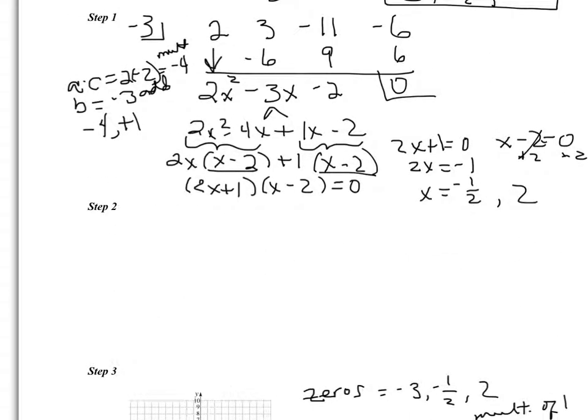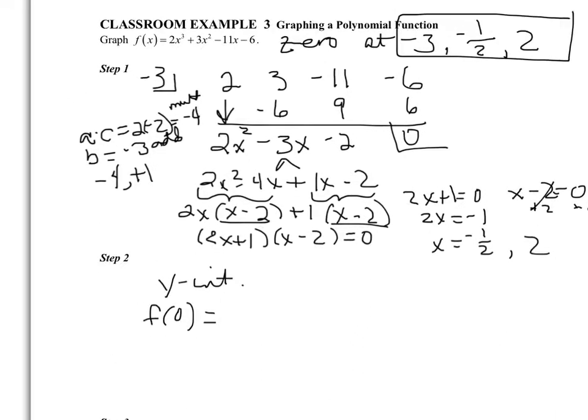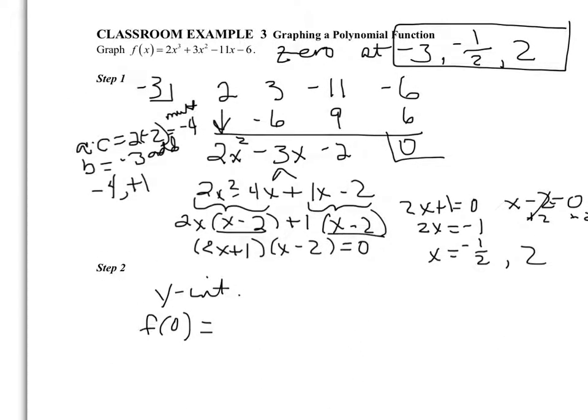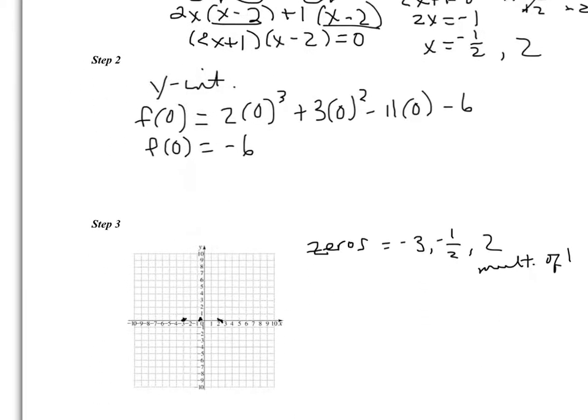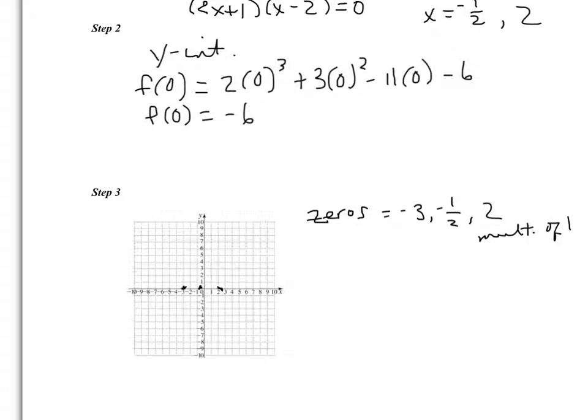Now, step two was find my y-intercept. And remember, we find the y-intercept when we find f of 0. Now, my function was 2x cubed plus 3x squared minus 11x minus 6. So what I'm going to do is plug in 0 everywhere I have an x, clean this up, and I determine when x is 0, y is negative 6. And I need to go put that on my graph. So my y-intercept occurs down here at 0, negative 6.